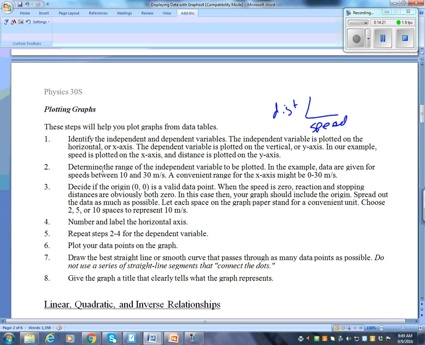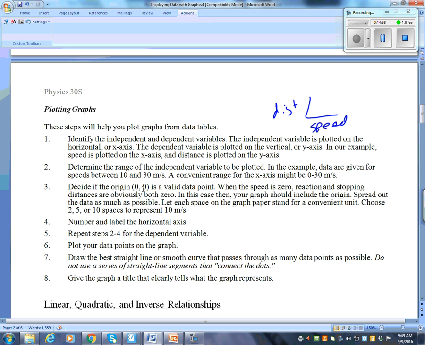Step 2, determine the range of the independent variable to be plotted. What do I mean by the word range? In math, what does range mean? From highest to lowest or lowest to highest, right? So determine the range of the independent variable to be plotted. In the example, data are given for speeds between 10 and 30 meters per second. Now, if we start at 10, could we start at 0, and should we include 0 if we can? Yes, you're right. If you can at all include 0, you should. So a convenient range might be 0 to 30.